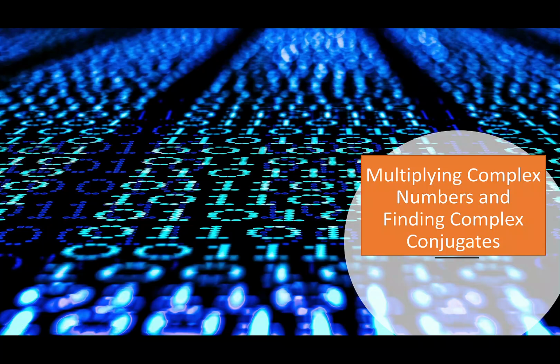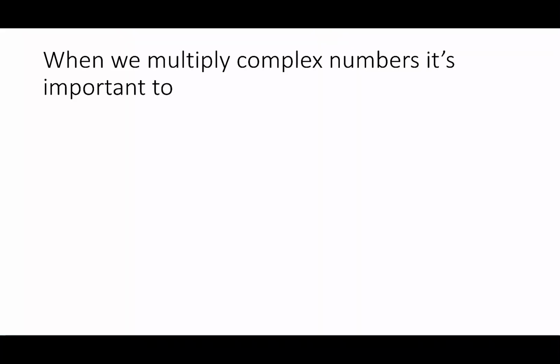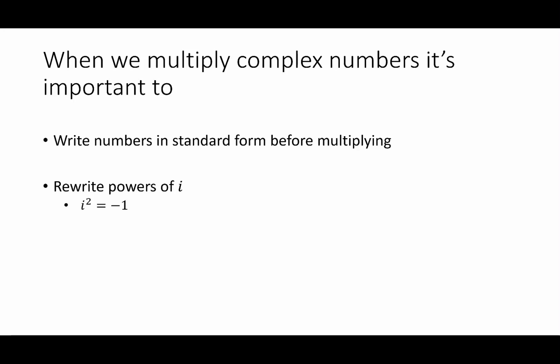Everybody, today we're going to talk about multiplying complex numbers and finding complex conjugates. When we multiply complex numbers, it's important to write numbers in standard form before multiplying and to rewrite powers of i. This means anytime you get to i squared, you want to rewrite it as -1.